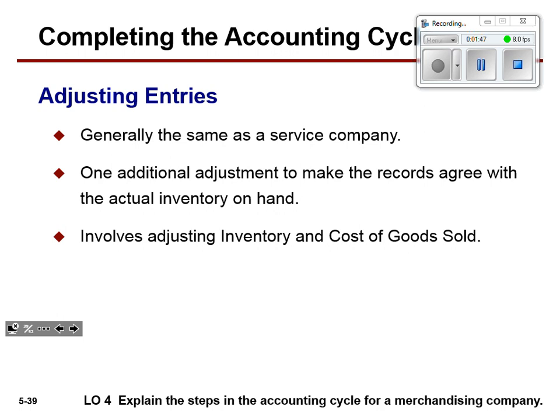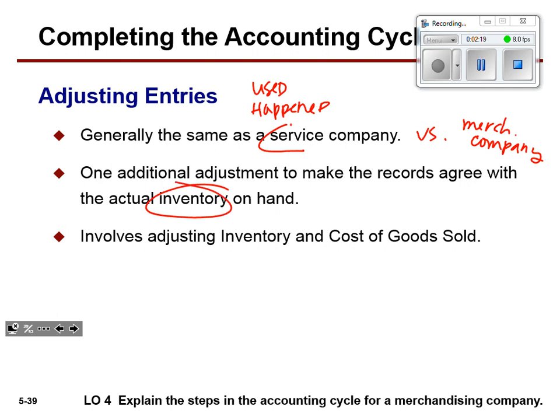Adjusting and closing entries are toward the end of an accounting period. Adjusting entries, remember, we adjust for what we used or what happens. They're really about the same for a service company versus a merchandising company. We will see one additional adjustment just so our inventory actually agrees with what's there versus what's on paper. And when you do an adjusting entry, the two accounts impacted here. Again, we're not going to have to do it.